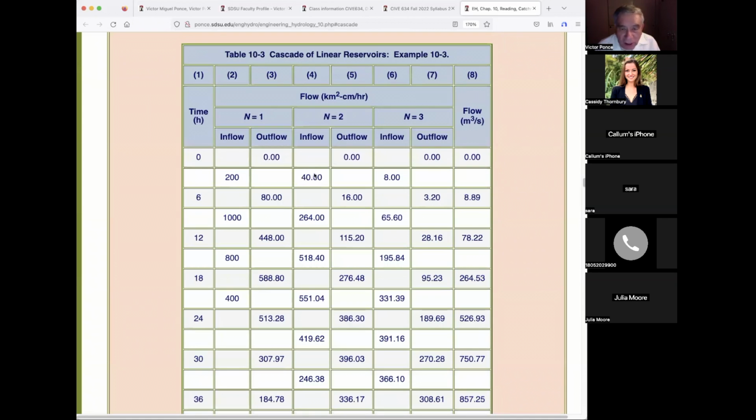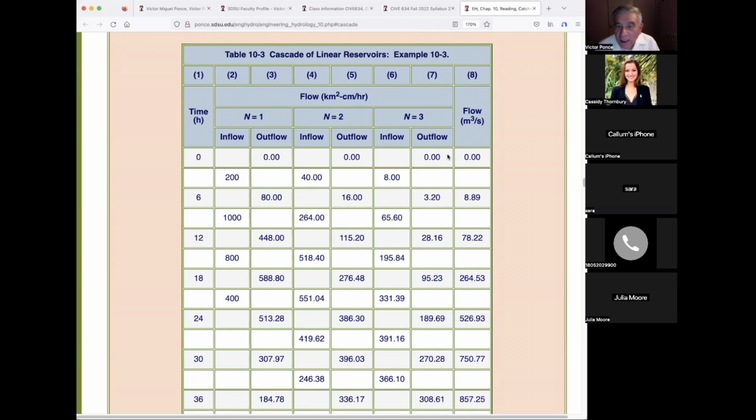Okay, so here the 40. Then we route it through the second reservoir, again following the same equation. Okay, second reservoir. Then we again take the average to calculate the inflow. The inflow is the average of the outflow, and 0 and 16 is 8, the average, goes in here. 16 and 115 is 65, it goes in here.